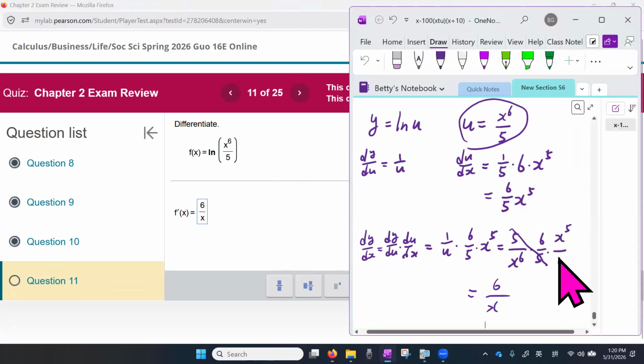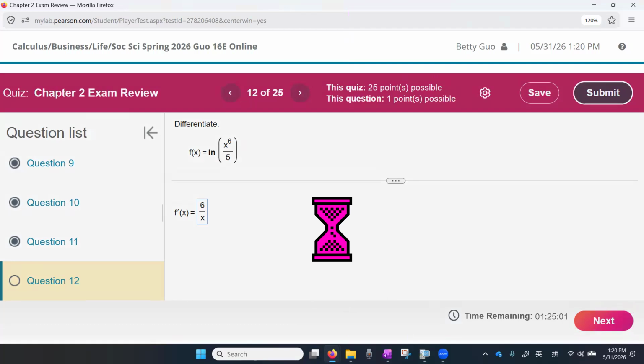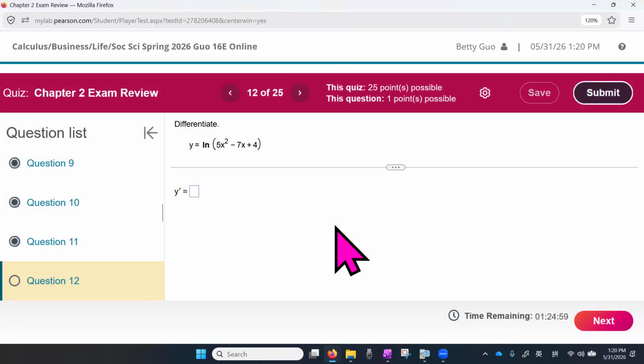Double check. Yeah. Next. Question number 12. Derivative.